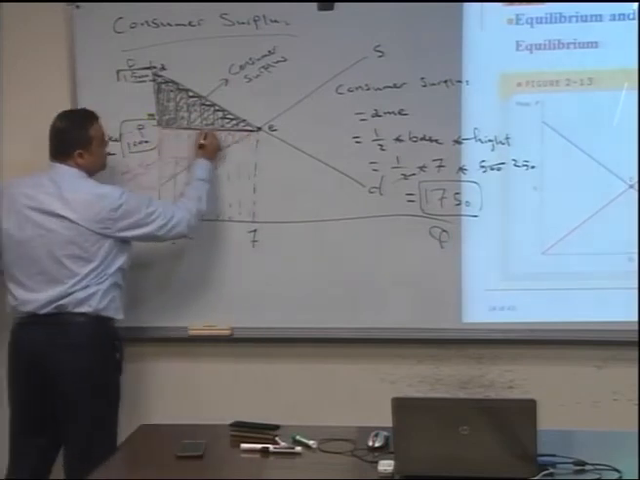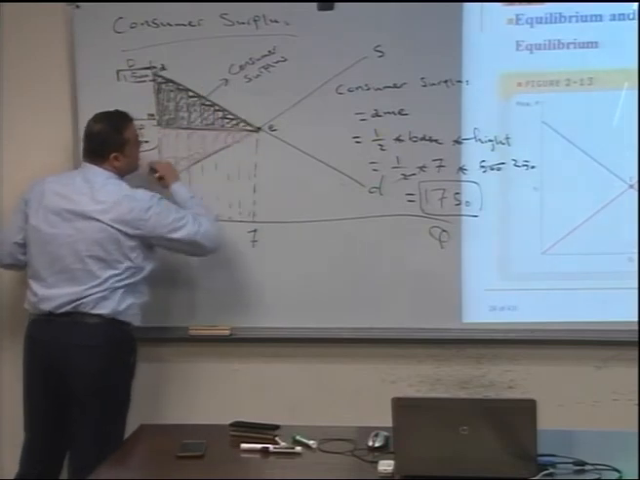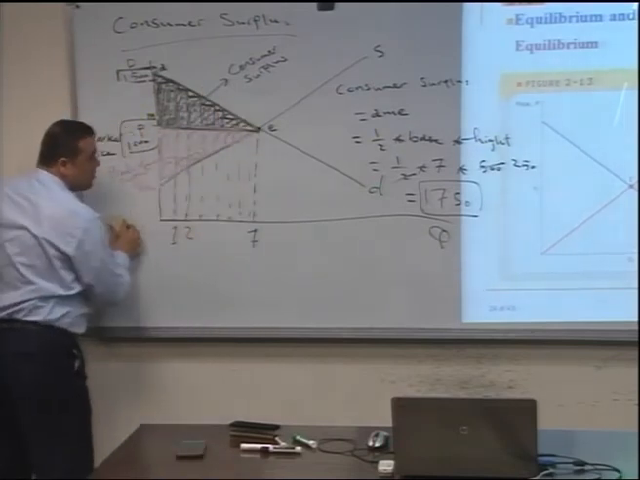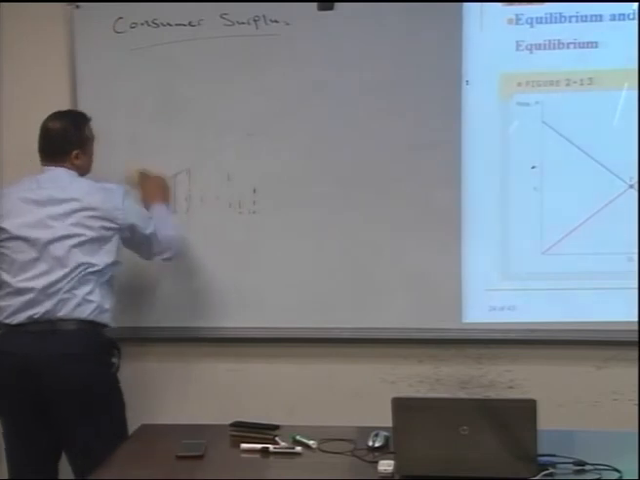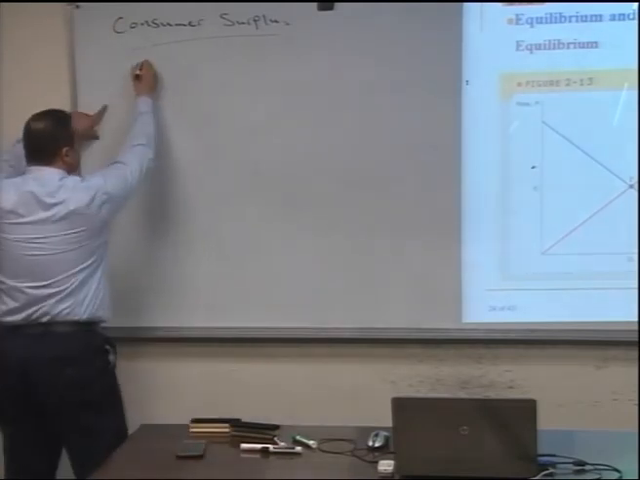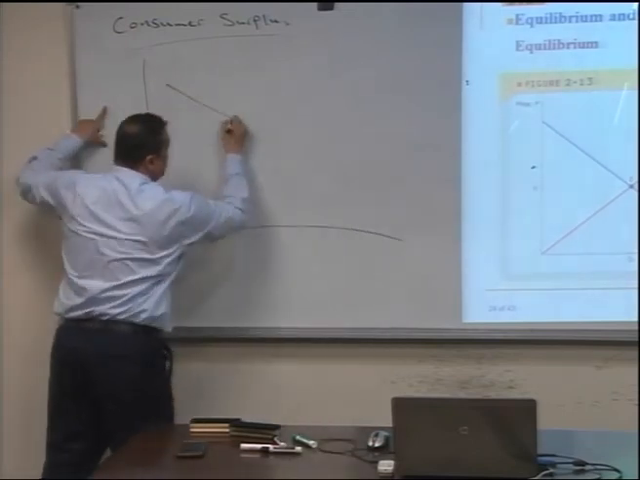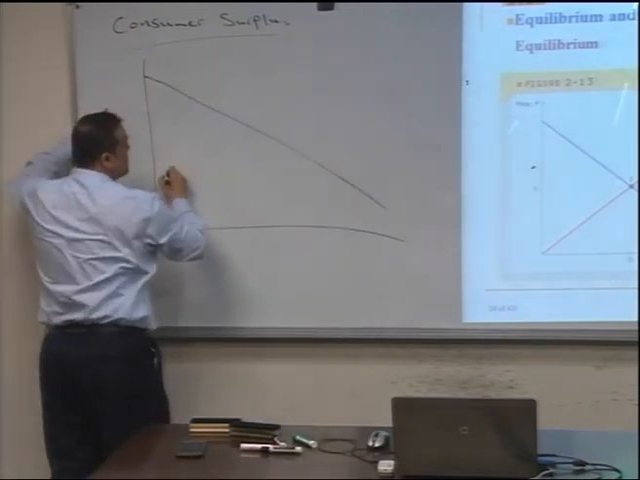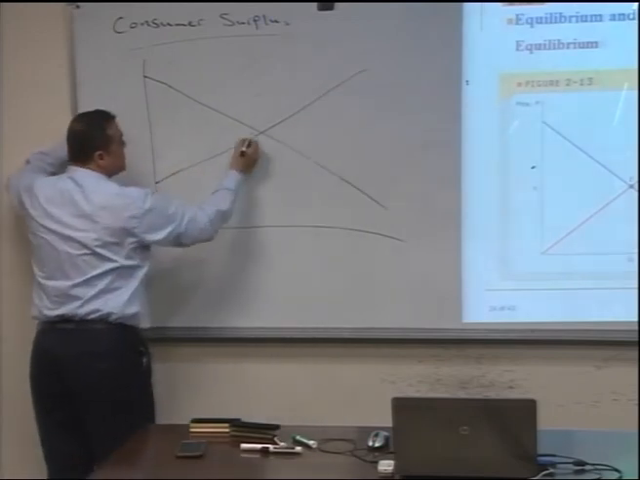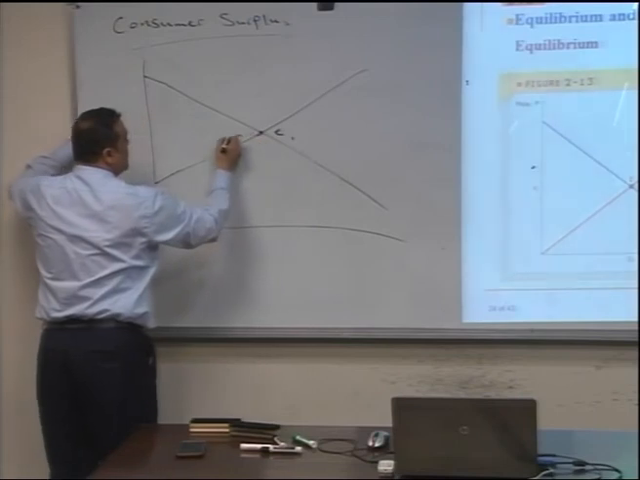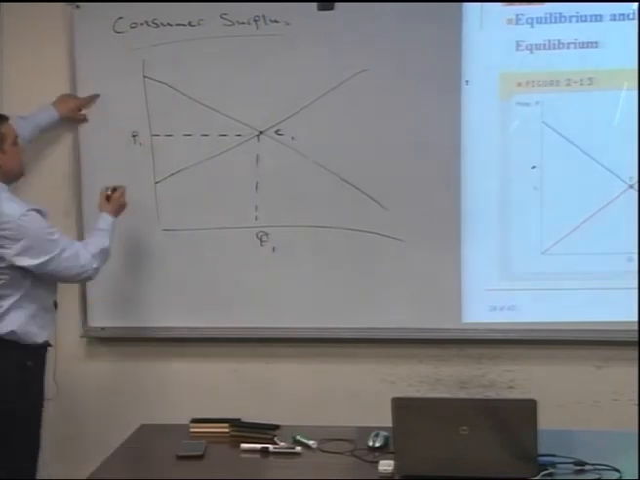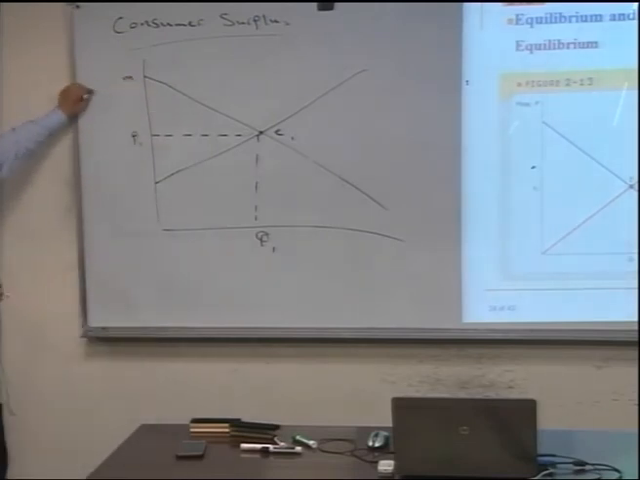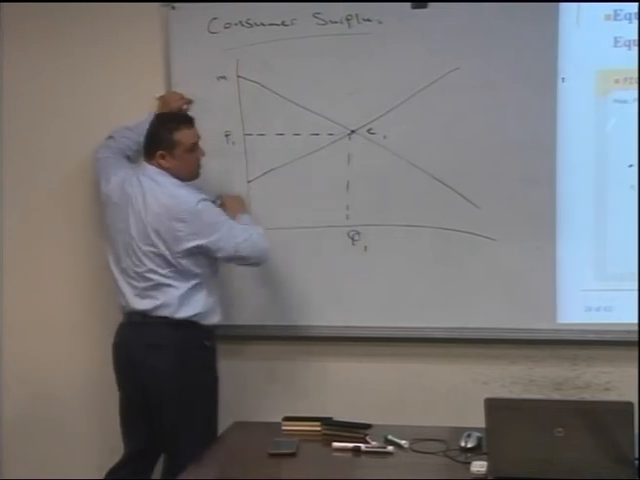Let us assume here. This is okay. نعمل graph ثاني. Here is the original equilibrium: A1, P1, Q1, M. Where is the consumer surplus here? M, P1, A1. This is the consumer surplus.